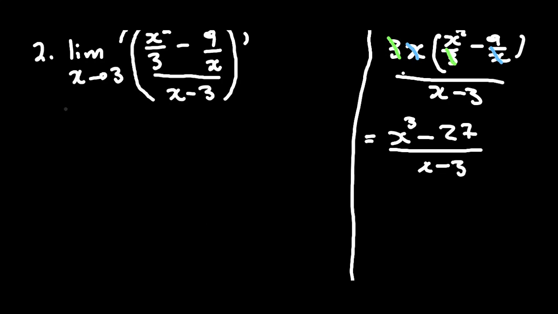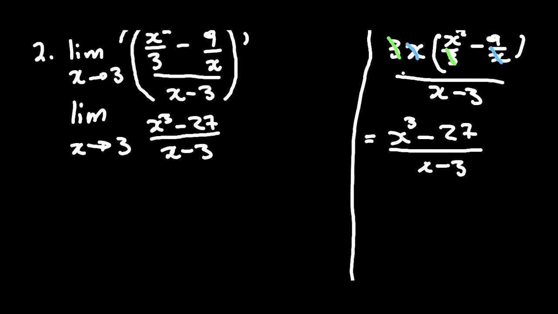So which means my limit will be the limit as x approaches 3 of x cubed minus 27 divided by x minus 3. So still there's nothing that I can do here, because if I'm doing direct substitution, I will end up with 0 divided by 0, which will be undefined. So what I have to do in order to avoid that, I have to factorize my numerator.